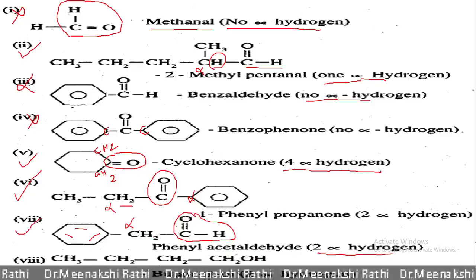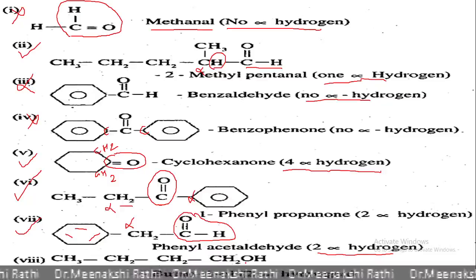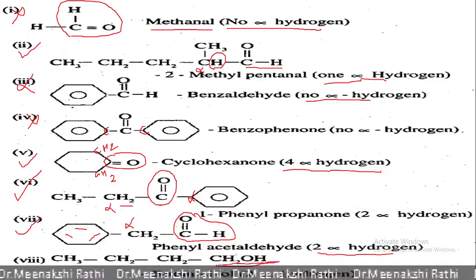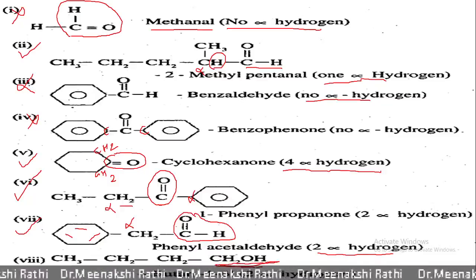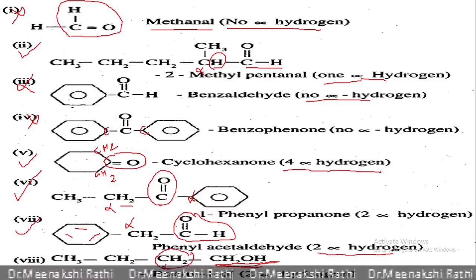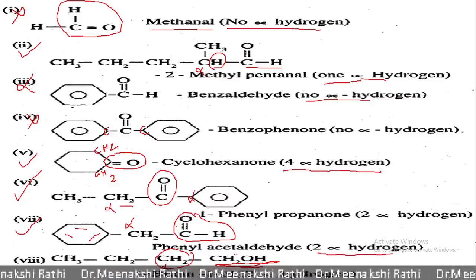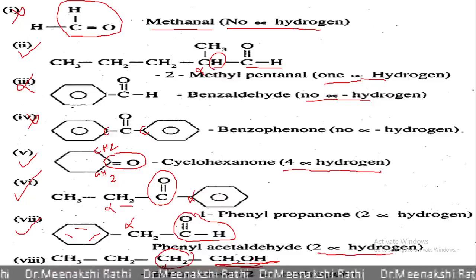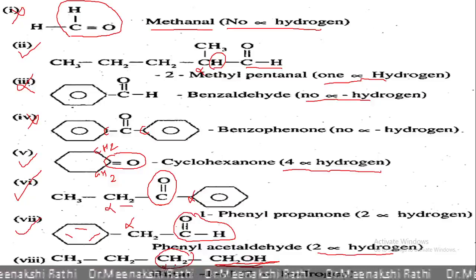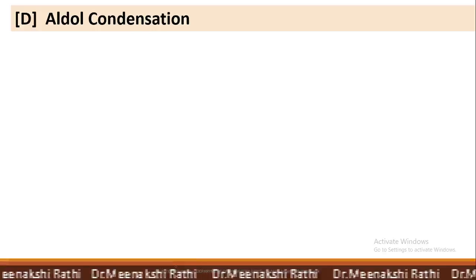And butanol. Butanol. This is CH2OH. But this is the alpha carbon. Here it has 2 alpha hydrogen atoms and hence it can undergo aldol condensation, because the CH2OH group easily gets oxidized into CHO. So if it gets converted into CHO, this will be the alpha carbon. And as it has 2 hydrogen atoms, it can undergo aldol condensation.